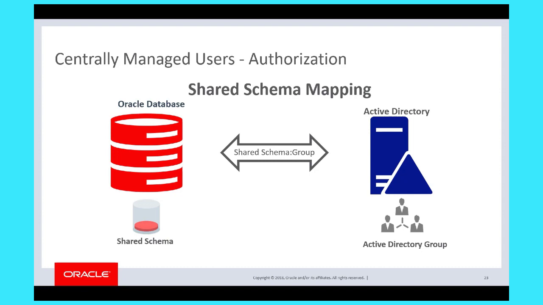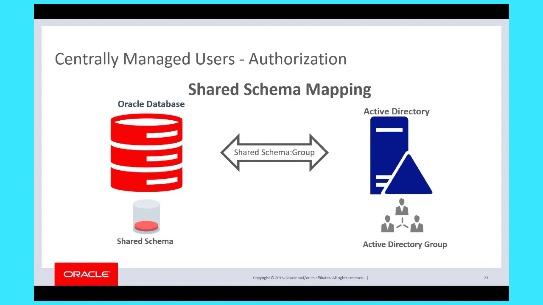With enterprise user security, shared schema mapping was based on the directory tree structure. You could map a shared schema in the database to some point within the directory tree, and all users under that point would now belong to the shared schema. This was a great idea 10 or 15 years ago, when the paradigm for managing Active Directory was to have large, complex directory information trees.